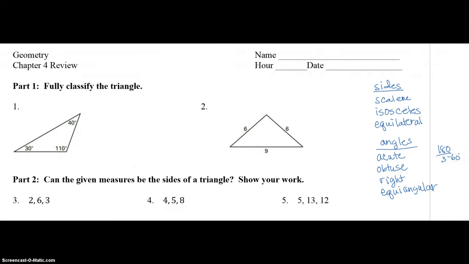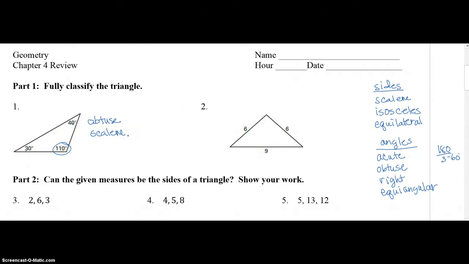So if we look at number 1 and we classify it first by its angles because that's the most obvious here, if you look at this 110, that means it's going to be obtuse. And if you look at the other two angles, the 30 and the 40, we see that none of the angles are congruent. So that means that none of the sides are going to be congruent, so this is going to be scalene.